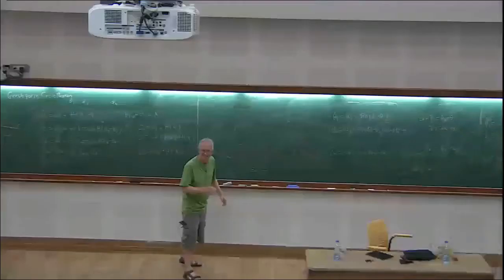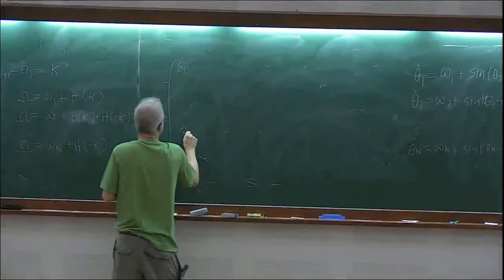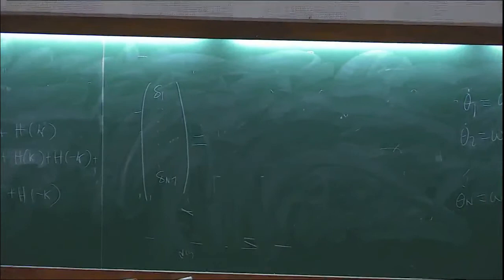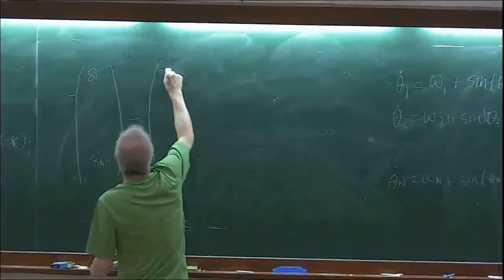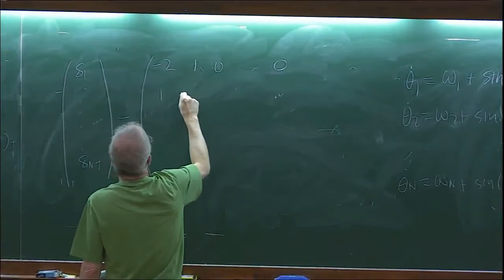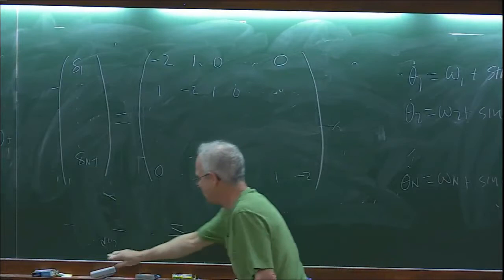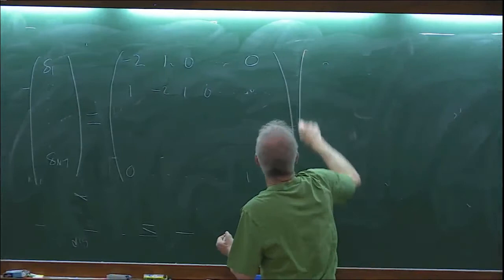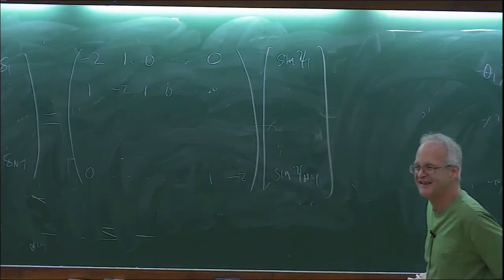Bones and intestines. Okay, so minus, all I did for phase lock, set this to be zero, brought that over there. What's really cool about this is that it's just equal to the matrix with rows minus 2, 1, 0, 0; 1, minus 2, 1, 0; and so on, times the vector sine psi 1 through sine psi n minus 1. That's just the stupid old diffusion matrix, right?